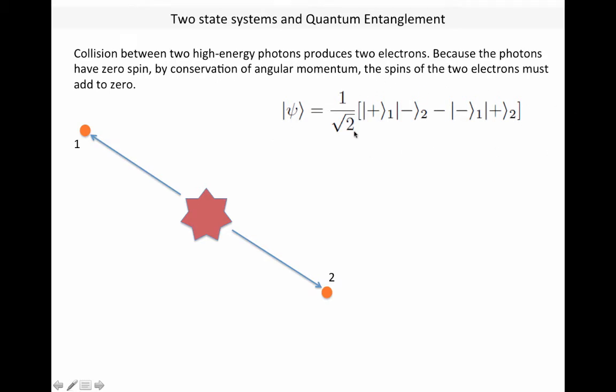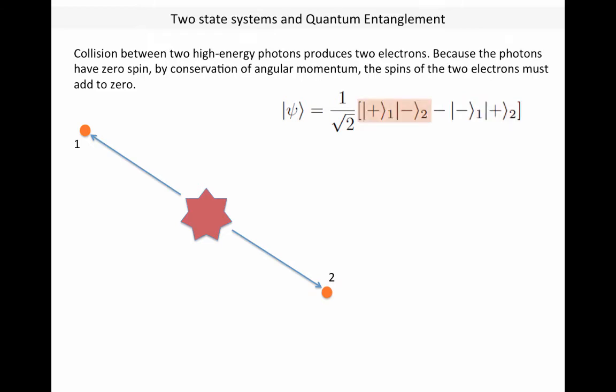Okay, so this is a superposition state like we've seen before, but now each part of the wave function refers to the states of two particles at once. So this first part here refers to the first electron having spin up and the second spin down, and the second part of the wave function refers to the first electron having spin down and the second having spin up. And in quantum mechanics, if we haven't observed the system, then the state of these two particles is a superposition of both of these states.